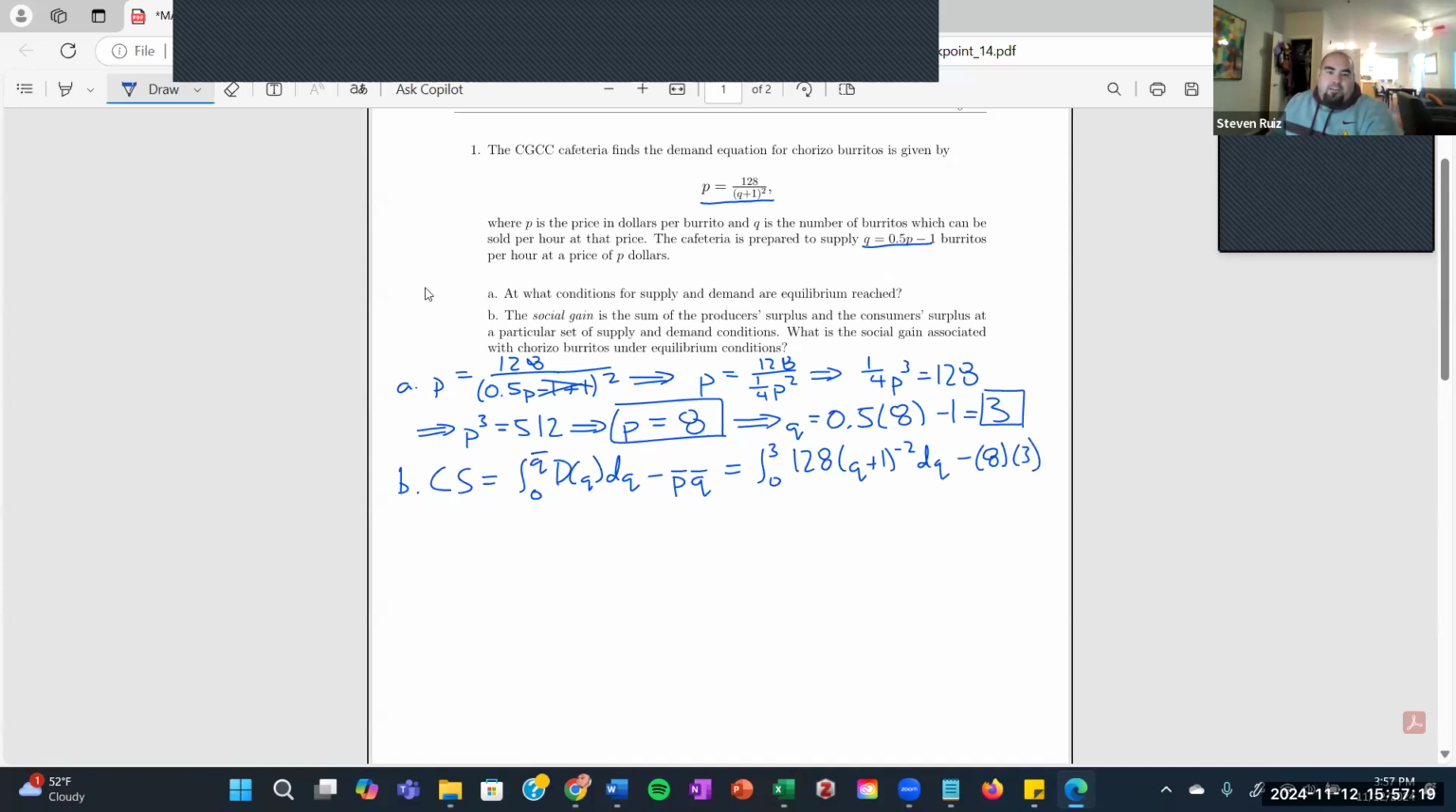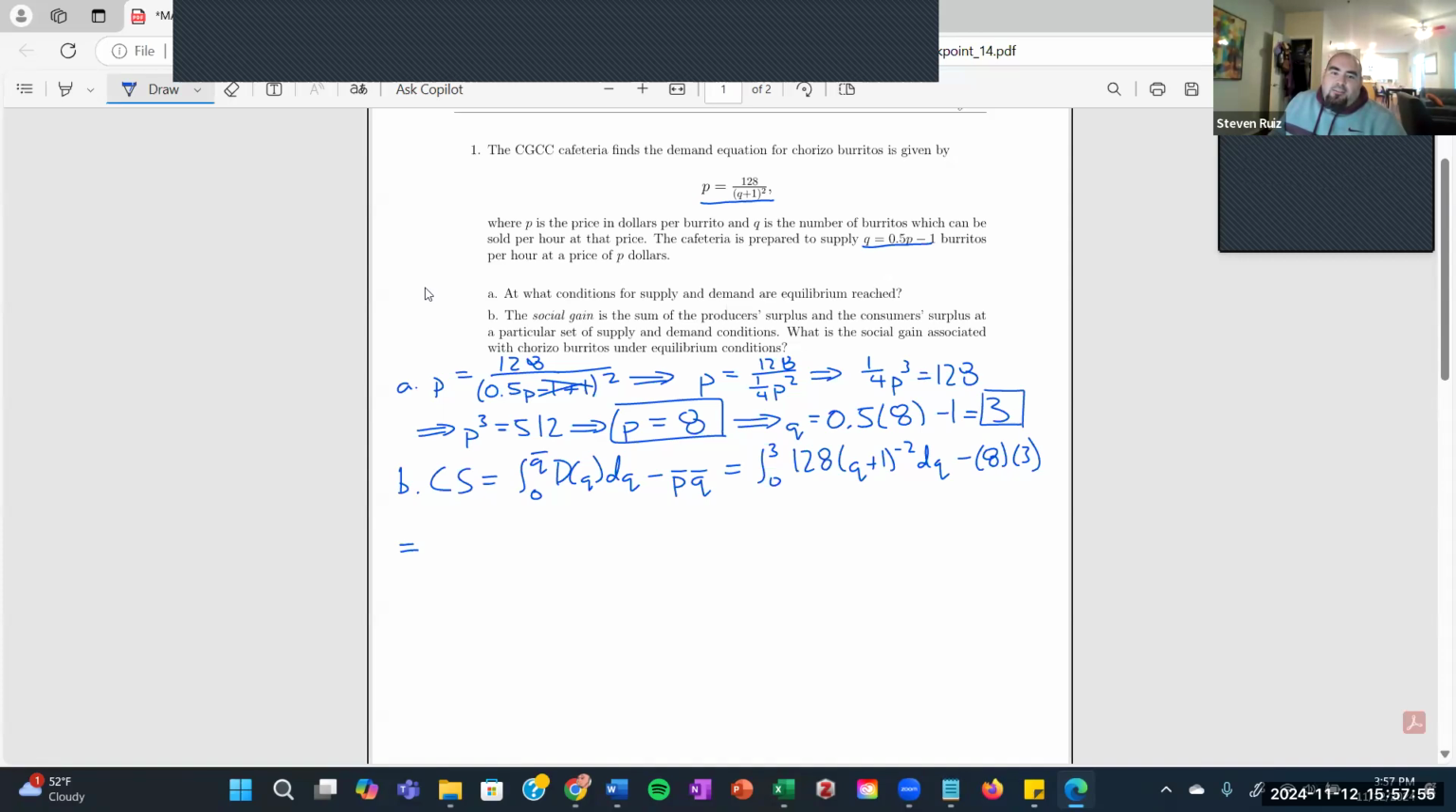All right, how do I integrate? What's the antiderivative of 128 times q plus 1 to the negative 2? We can use power rule on that. I'm going to bypass integration by substitution because our inner function, q plus 1, has derivative 1. If you set this up that way, that's totally fine. But I'm just going to go straight to power rule.